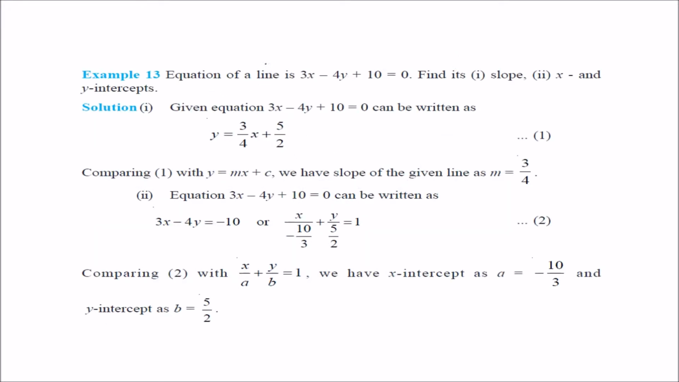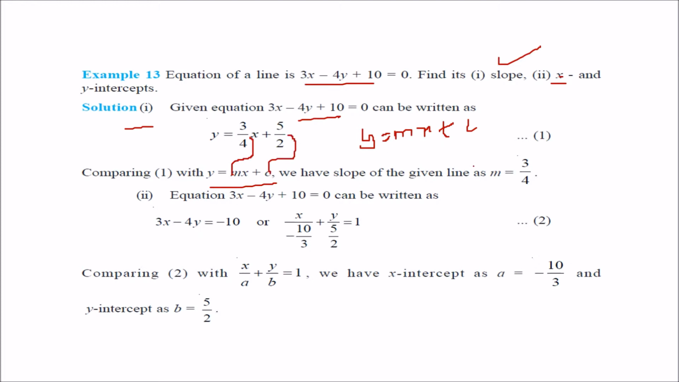Let us take this example. This is an equation; you need to find the slope and the x and y intercepts. Let us take the first one: 3x minus 4y plus 10 equal to 0. Now write it in the form y = mx + c. So y = mx + c, and m is what? 3 by 4.